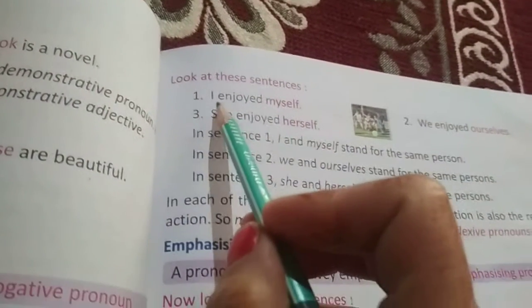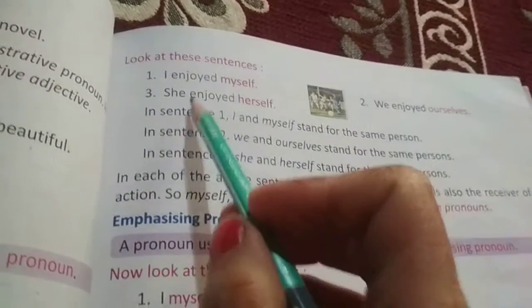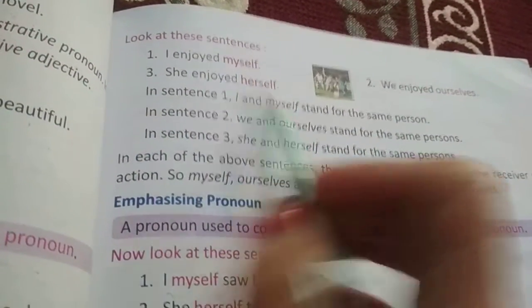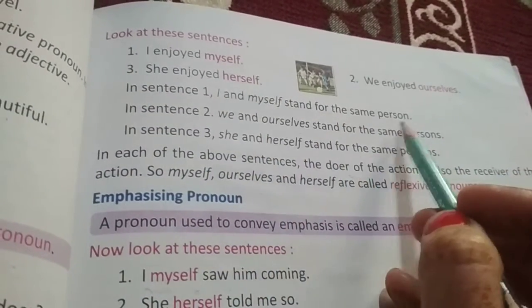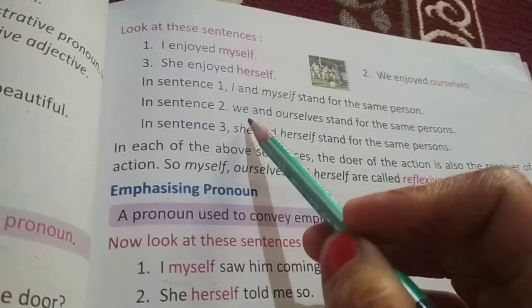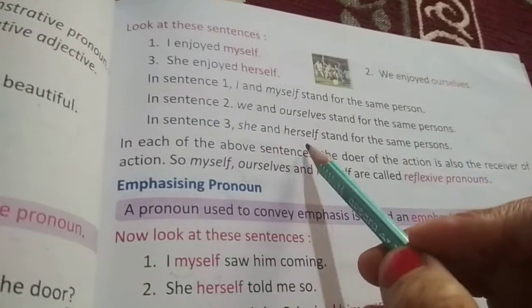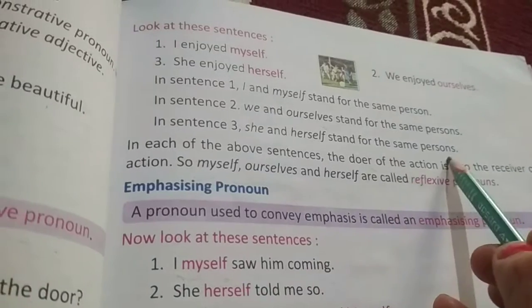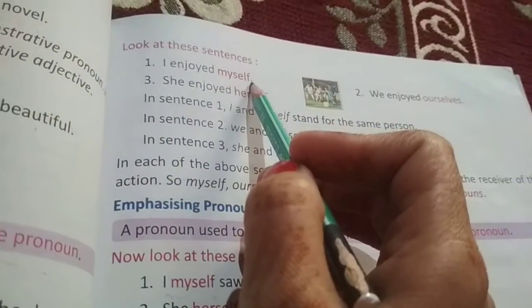Look at this sentence. I enjoyed myself. We enjoyed ourselves. She enjoyed herself. So in sentence first, I and myself stand for the same person. In the second sentence, we and ourselves stand for the same person, and in the third, she and herself stand for the same person. यहाँ पर I और myself ये एक ही व्यक्ति के लिए यूज हुए हैं.